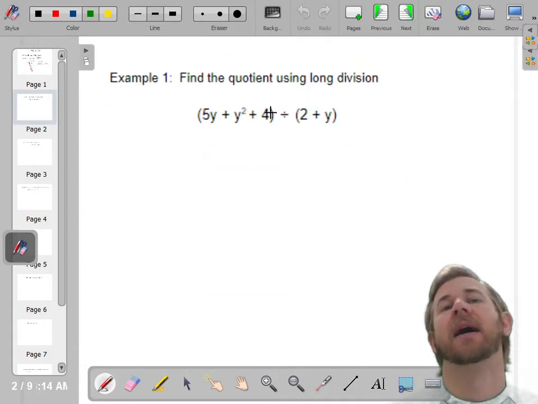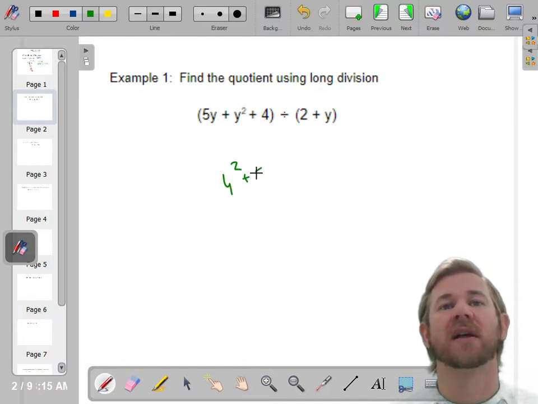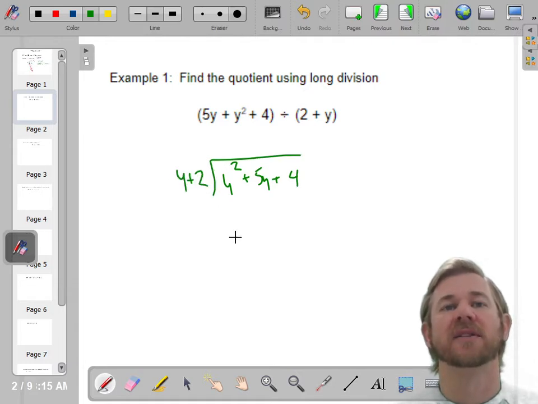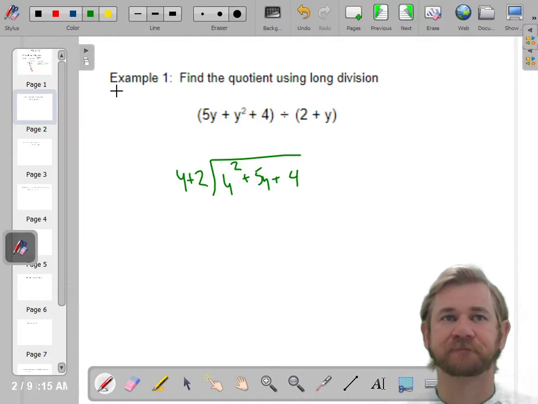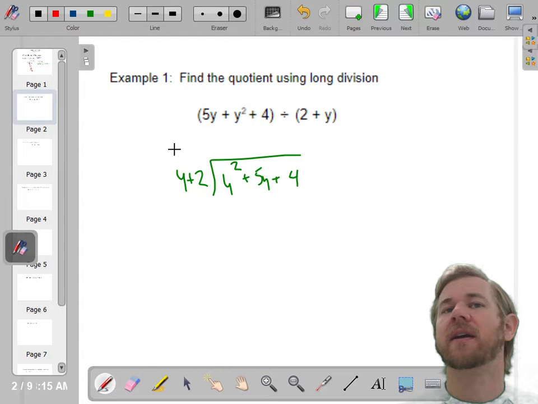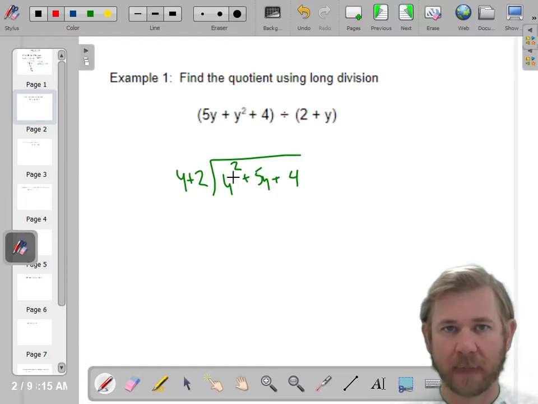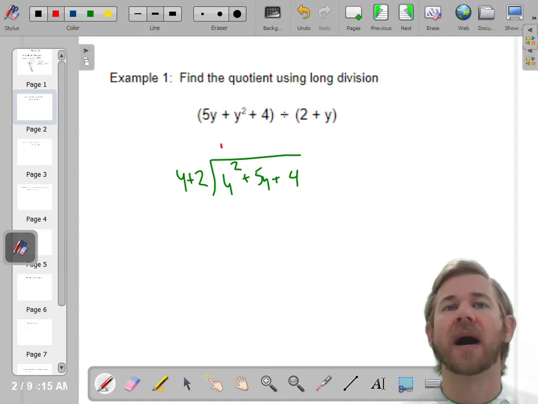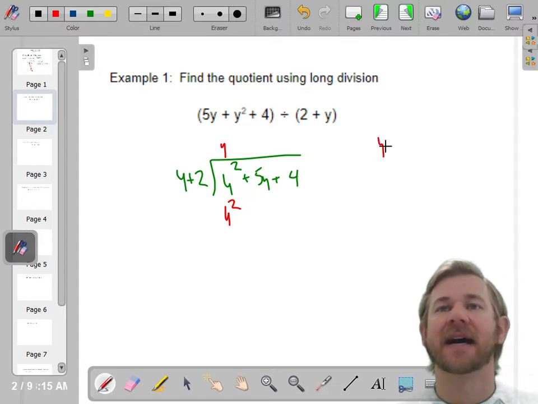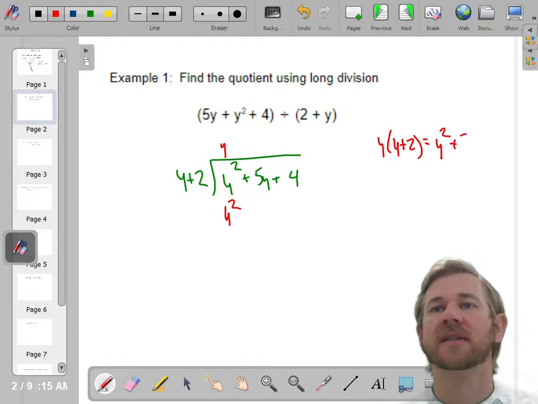So we've got our dividend here, which we need to write in standard form, y squared plus 5y plus 4. And we're going to divide by y plus 2. So y plus 2 is our divisor. And this is pretty much the same game, only it's with variables. So you'd figure out, okay, what can I multiply y by to get y squared? Well, if I multiply y times y, I will get a y squared. But you have to multiply y times the entire divisor. So y times y plus 2 gives you y squared plus 2y.